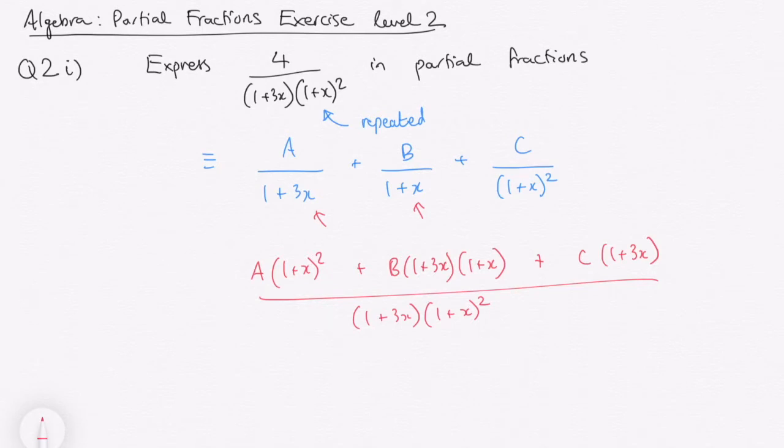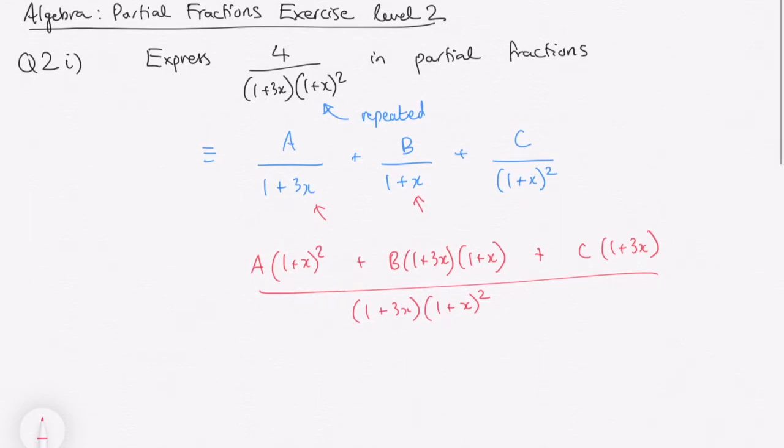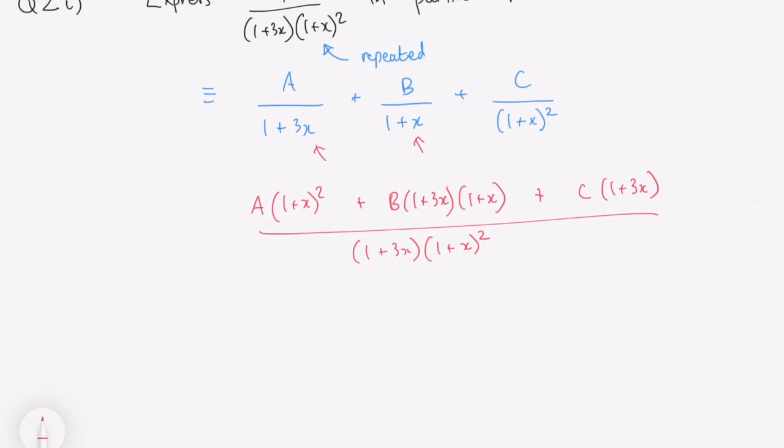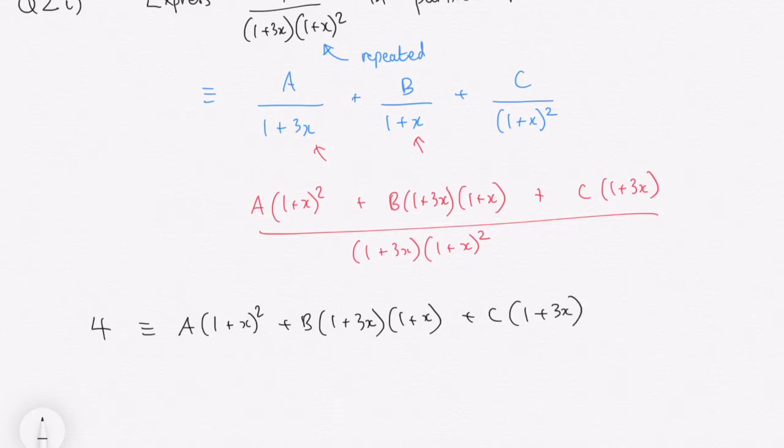Well, as this is an identity and is always true for all values of x, it must also then be the case that the numerators are identical. So we know that 4 must be identical to A lots of (1 plus x) all squared, plus B lots of (1 plus 3x)(1 plus x), plus C lots of (1 plus 3x). And this must be true for all x.